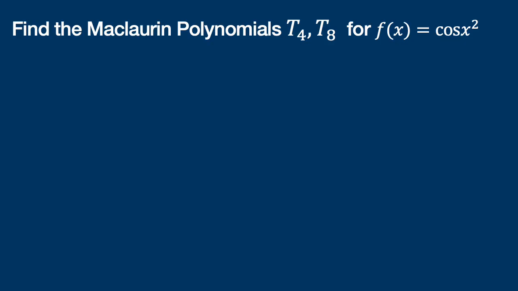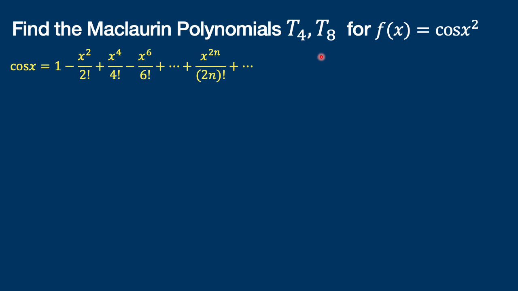Let's have another example using Maclaurin polynomials. First, we want to find the Maclaurin polynomials T4 and T8 for cosine x squared. T4 means a degree 4 polynomial, T8 means a degree 8 polynomial. So how are we going to find it? First, let's find the Maclaurin series for cosine x. That's 1 minus x squared over 2 factorial plus x to the 4th power over 4 factorial, and so on.